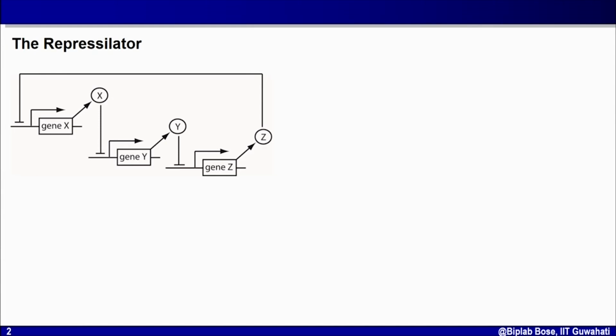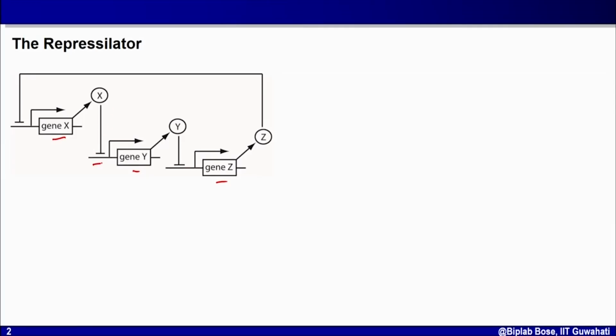In this circuit, we have three genes, X, Y and Z. In the earlier one, we had two, X and Y. Now, in this module, we will have a circuit made up of three genes, X, Y and Z. In the earlier module, where we built a repressor of repressor, X was repressing Y and Y was repressing X. In this case, X is repressing Y and Y is repressing Z and Z in turn is repressing X.